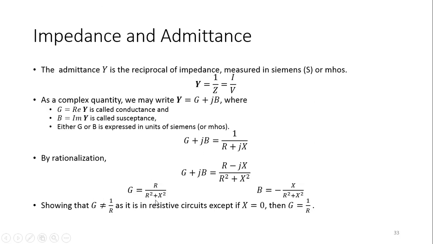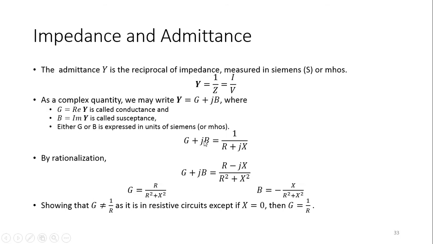And you can see from these relationships that conductance is not equal to 1 upon R, as I earlier mentioned. It can only be equal to 1 upon R if there is no X part, no reactance part. If reactance is 0, then you can say conductance is equal to 1 upon R. Otherwise, it is not equal. This is very important, and one must always keep it in mind to avoid troubles while solving problems or looking at circuits.